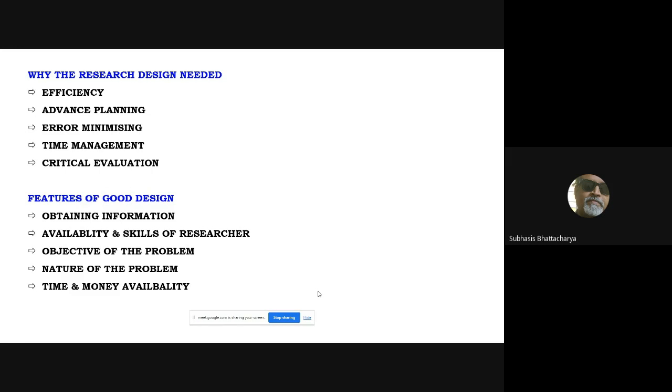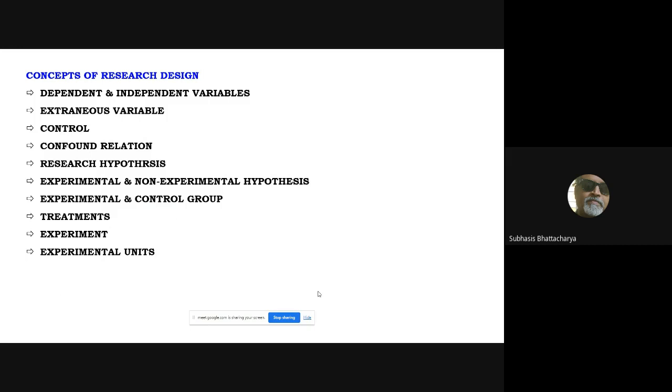This is the most difficult task for a particular study or group, when we have to fix the research objective. So next, concepts of research design.